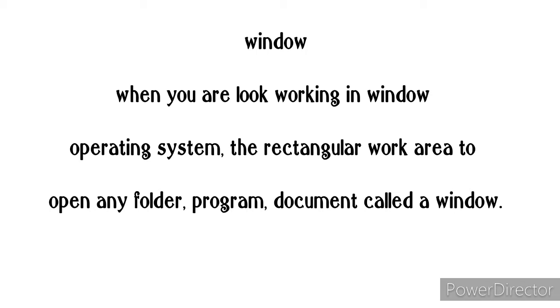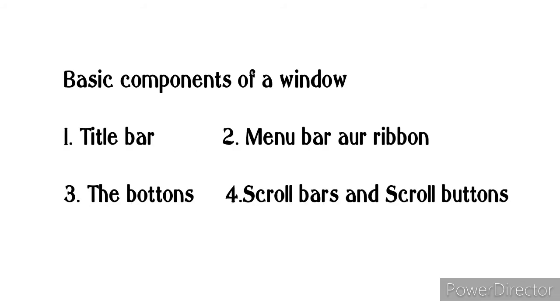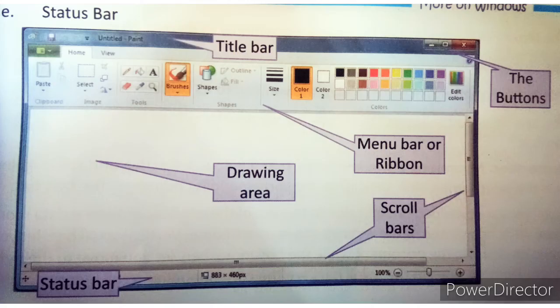Window. When you open a program in the operating system, the rectangular work area used to open any folder, program, or document is called a window. Basic components of a window: title bar, menu bar or ribbon, the buttons, scroll bar and scroll button. Have a look.